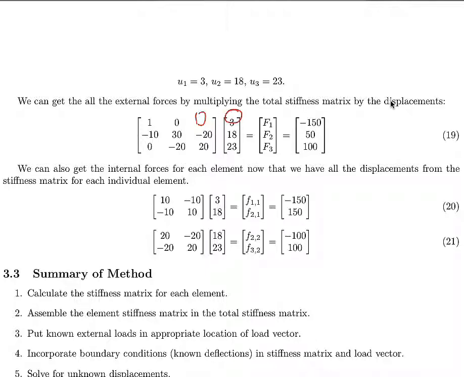3 is the displacement that is known. These are unknown displacements we solved for. And the external forces are minus 150 we found by the solution. These two were imposed on the nodes.